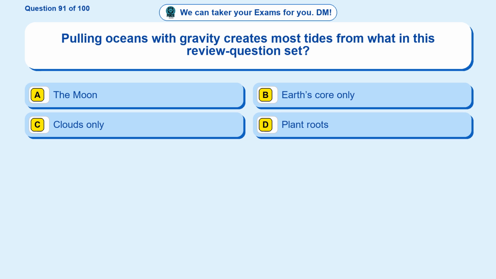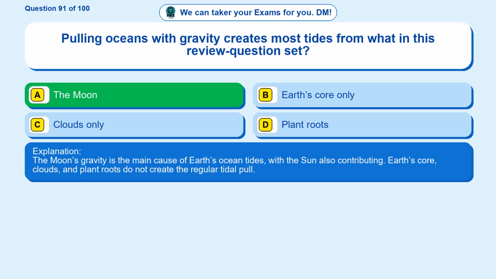Question 91. Pulling oceans with gravity creates most tides from what in this review question set? Option A, the moon. Option B, Earth's core only. Option C, clouds only. Option D, plant roots. The correct answer is option A. The moon. The moon's gravity is the main cause of Earth's ocean tides, with the sun also contributing. Earth's core, clouds, and plant roots do not create the regular tidal pull.